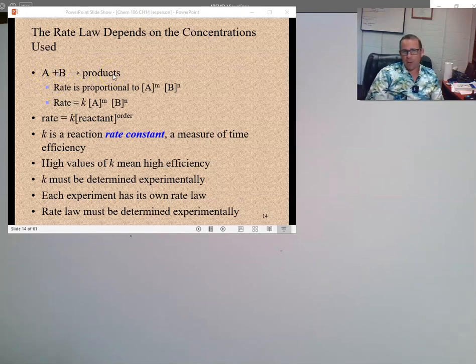Now, what's interesting about the rate law is the amount of material that exists in the product form doesn't change how fast the reaction proceeds. Okay? Why do you think that is? Whose turn is it? It's Alyssa's turn. Alyssa, why do you think that how fast the reaction proceeds doesn't depend on the product that's formed?